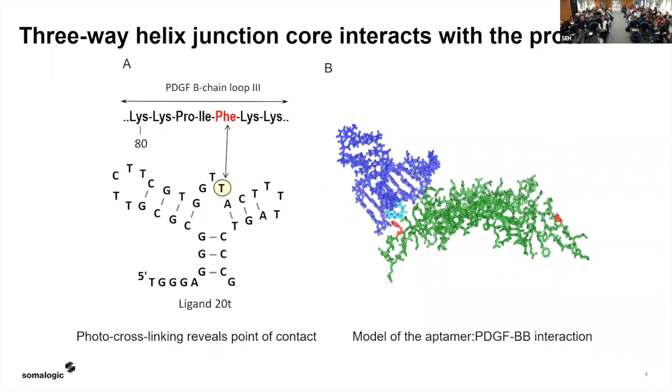Now, staying with this aptamer, it so happens that we identified a cross-link between one of the nucleotides at the strand exchange. This region is highly conserved, which interacts with phenylalanine 84 on PGFBP. We made this model between the aptamer and the crystal structure of PGFB to show this interaction is at the receptor binding site.